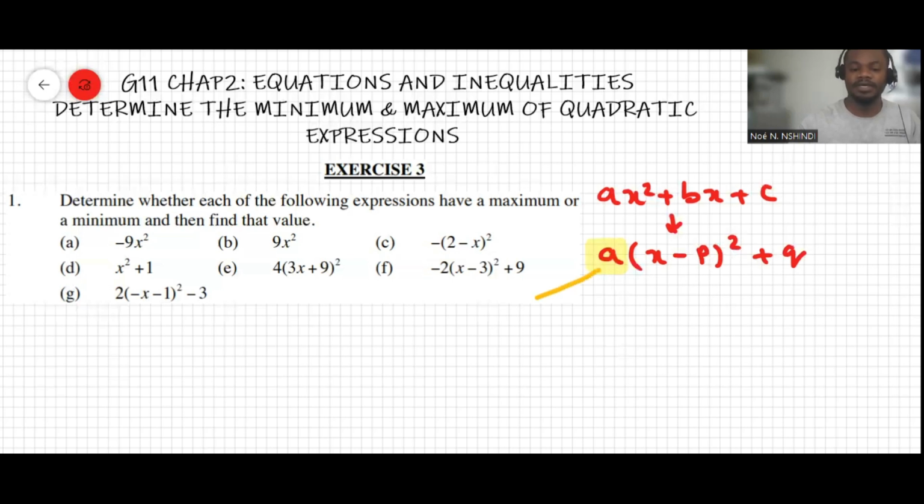If a is greater than 0, or in other words positive, then it has a minimum. I just want to abbreviate as min. And if a has a value which is lesser than 0, lesser than 0 means negative, then this means the quadratic expression has a maximum. I say it's max.